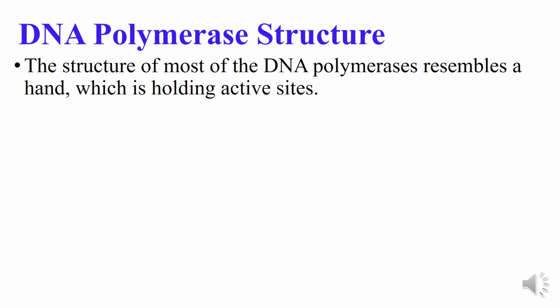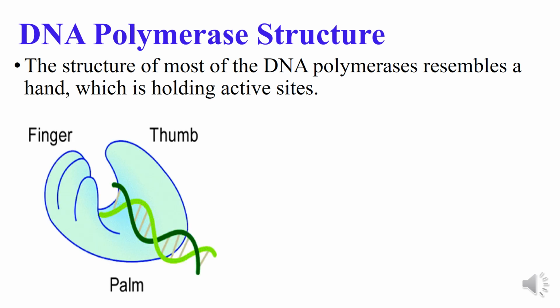DNA polymerase structure. DNA polymerases are a group of enzymes that carry out DNA replication or polymerization, and not only do they polymerize but they also do proofreading and thereby they prevent mutations. So the structure of most of the DNA polymerases resembles a hand which is holding active sites. So this is the hand, and now we'll look at the protein DNA polymerase.